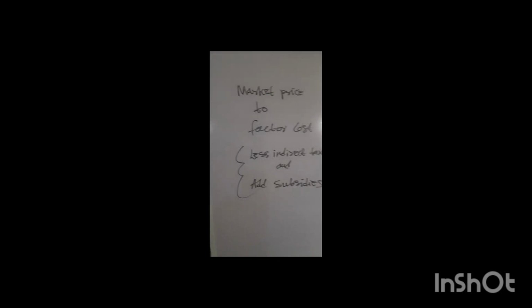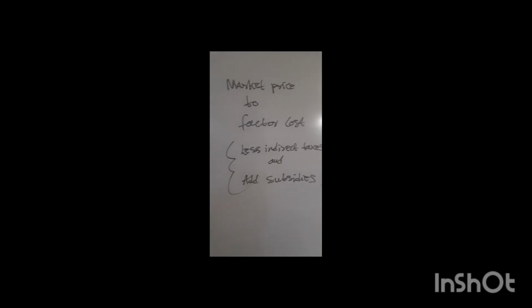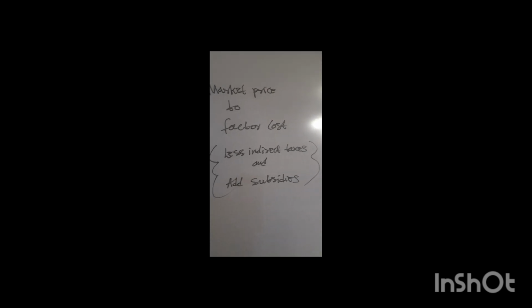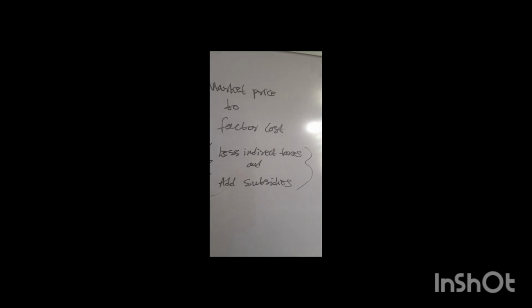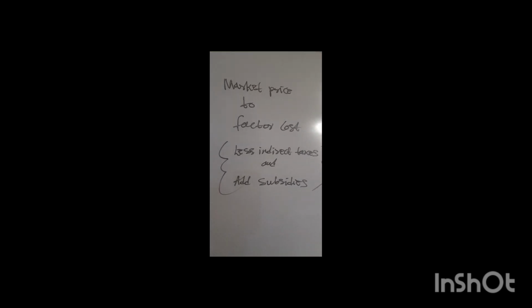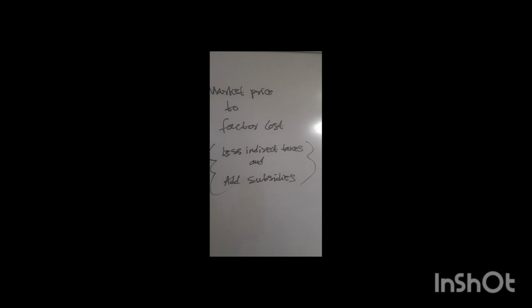So minus indirect taxes plus subsidies. That's what helps us convert from market price to factor cost. If we want to convert it the other way around, from factor cost to market price, we simply do the opposite of what we have here. We'll add indirect taxes and less subsidies.